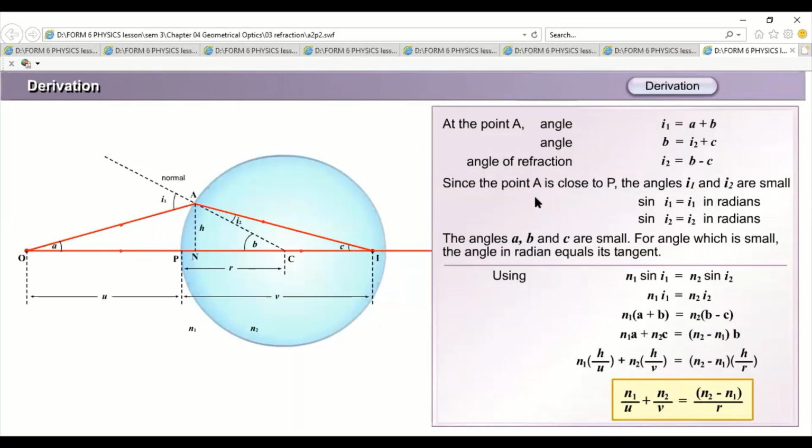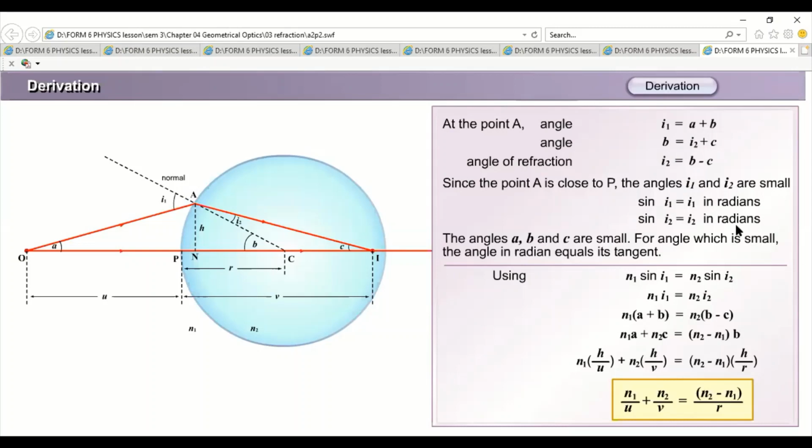Since the point A is close to P, the angles I1 and I2 are considerably small. That means sin I1 equals I1 in radians, and sin I2 equals I2 in radians. The angles A, B, and C are small. For a small angle, the angle in radians equals its tangent.